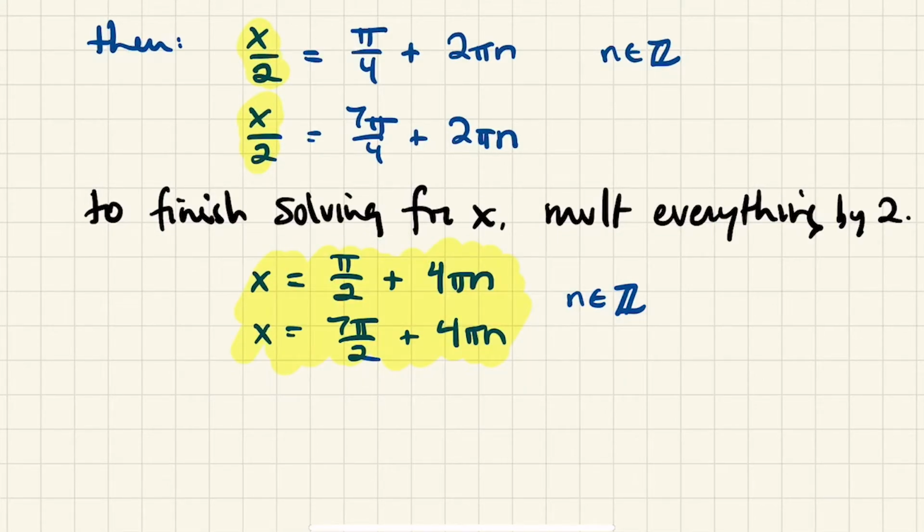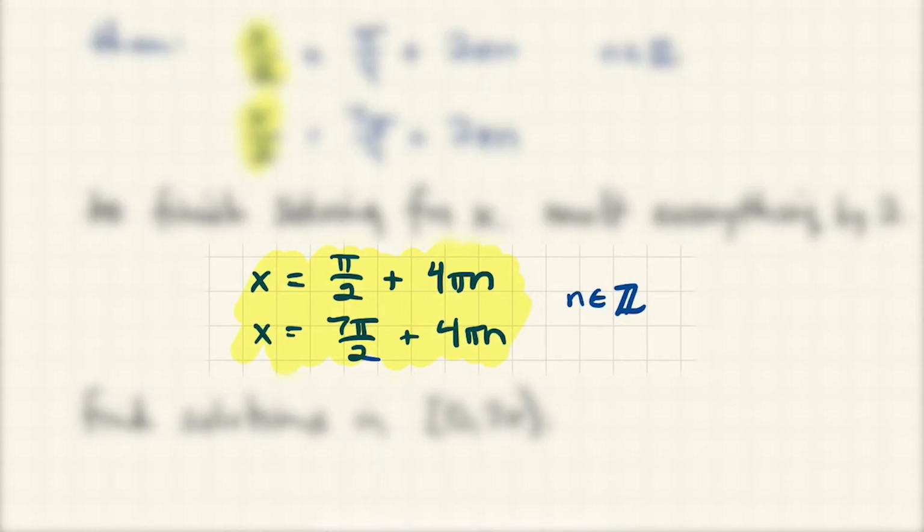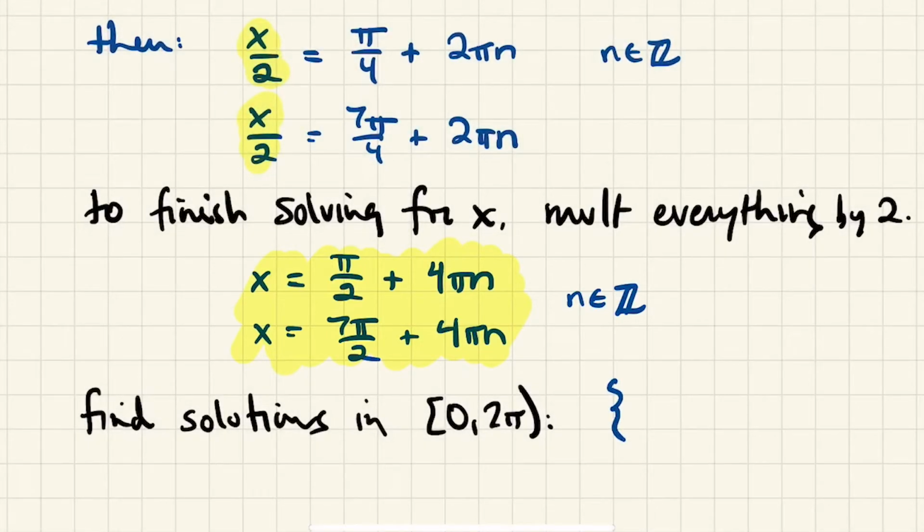Now, if the question said, find the solutions in 0 to 2 pi, well, if we look at our full solution set right above it, which ones of those land in the interval 0 to 2 pi? So certainly pi over 2 does. That would be the case when n is equal to 0. But if you added 4 pi or subtracted 4 pi from that, you would immediately be outside of 0 to 2 pi. Okay. So what about 7 pi over 2?